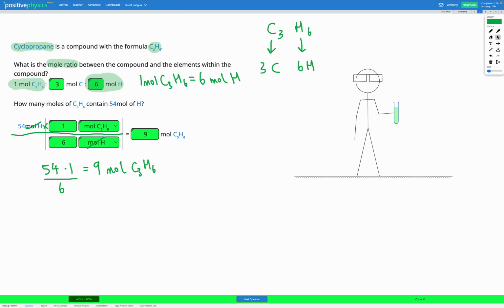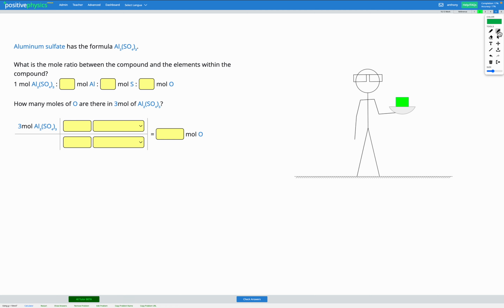Let's do one more question of this type. In this question, we have aluminum sulfate, which has the formula Al2(SO4)3. So our first step is figuring out our mole ratio between the compound and the elements.